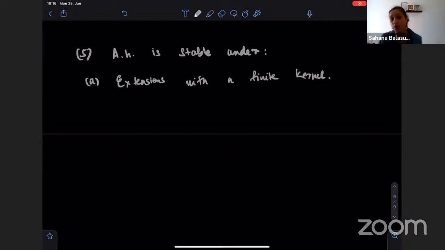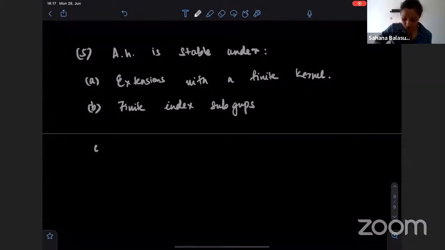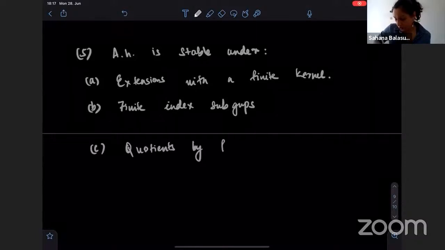And you can sort of see morally why having an infinite kernel would be bad. Because remember, with acylindricity, we're concerned with coarse stabilizers of pairs of points that are far away. If your extension had an infinite kernel, then those would exactly stabilize these 2 points, no matter how far apart they are. And that would throw off acylindricity, of course. But it's also stable under taking finite index subgroups. Quotients by finite normal subgroups.